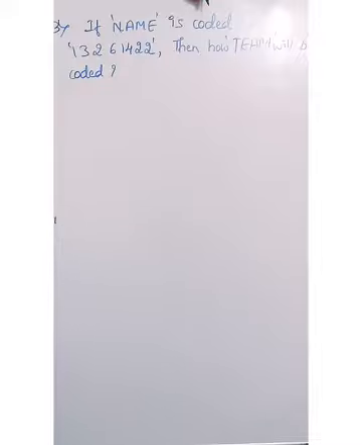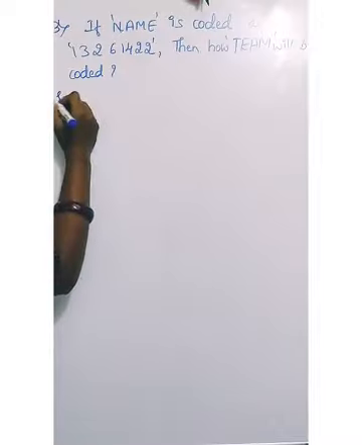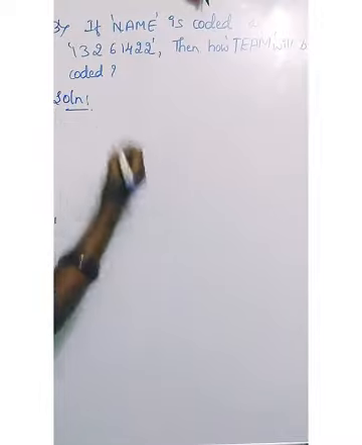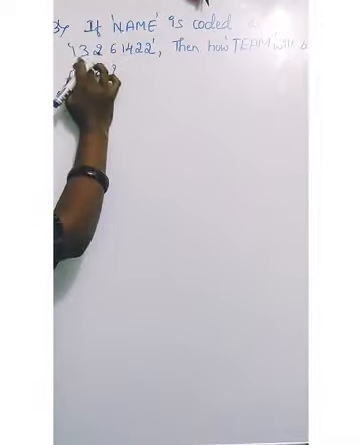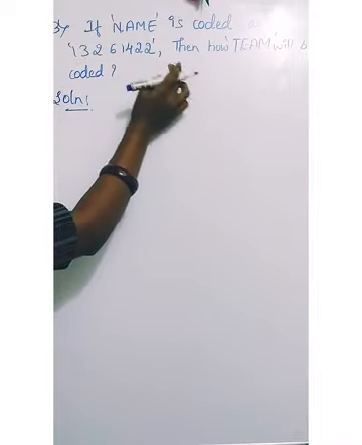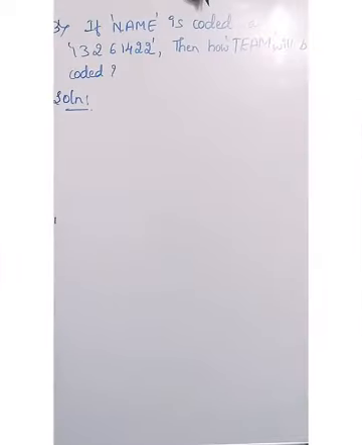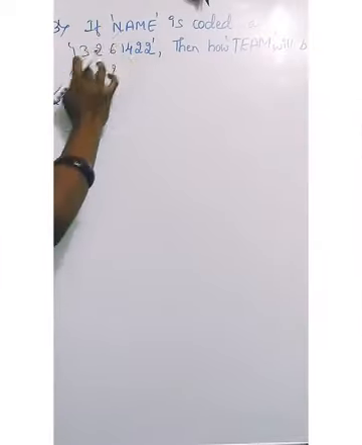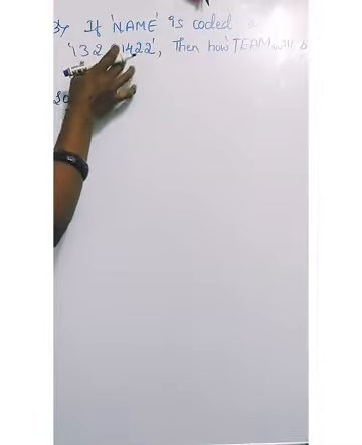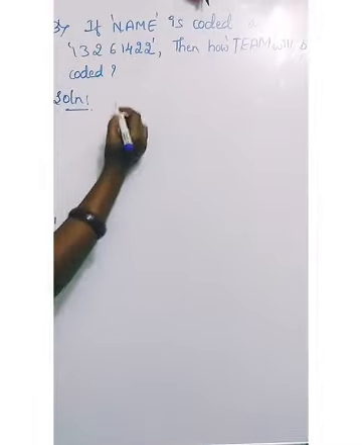Okay, let's start this problem solving technique. Solution. See here, NAME is coded as 13261422. Then how will TEAM be coded? These are the options they have provided. Here they gave the letters in the form of numerals, right? Numerals means numbers.